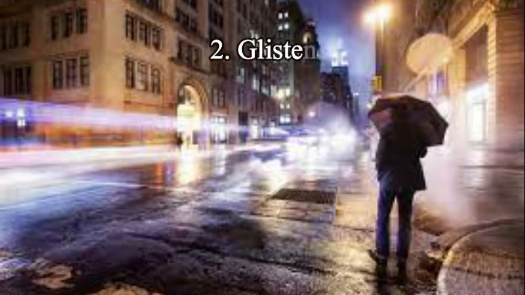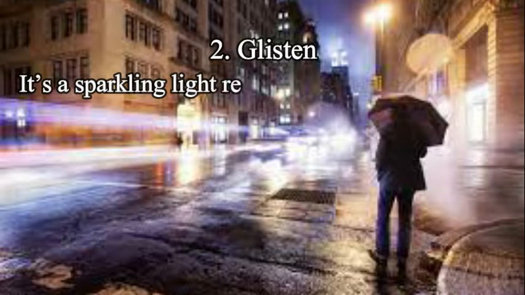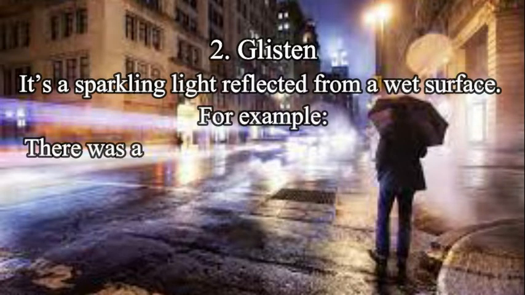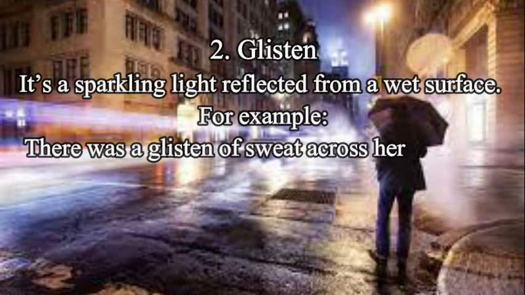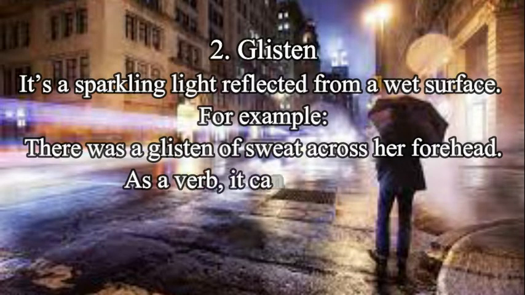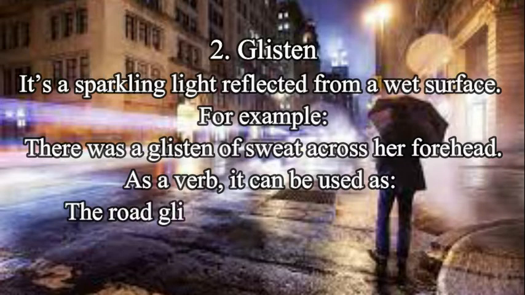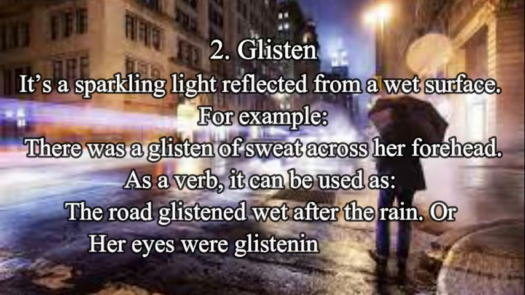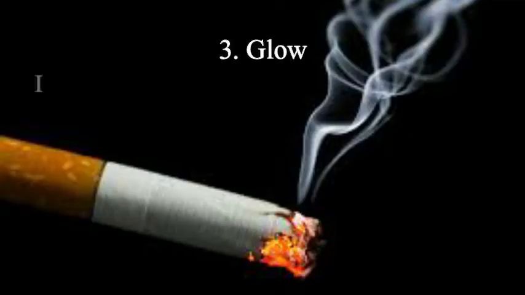Second example is glisten. It's a sparkling light reflected from a wet surface. For example, there was a glisten of sweat across her forehead. As a verb, it can be used as the road glistened wet after the rain, or her eyes were glistening with tears.